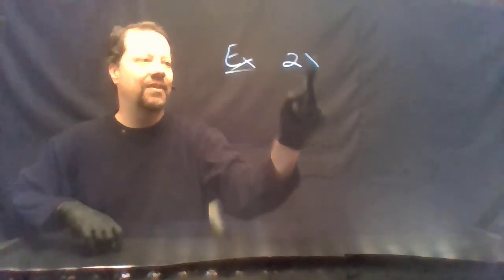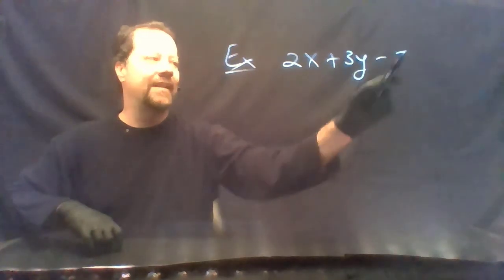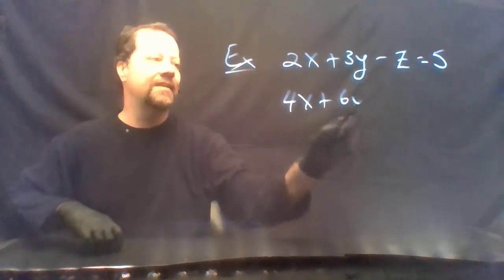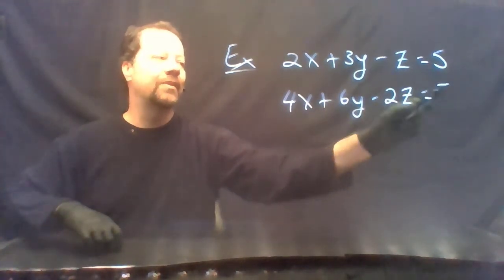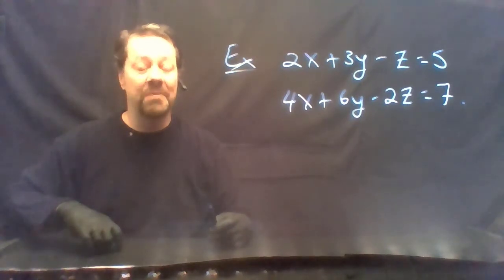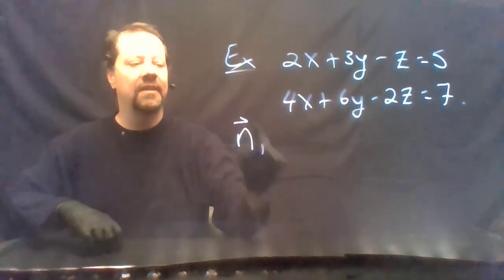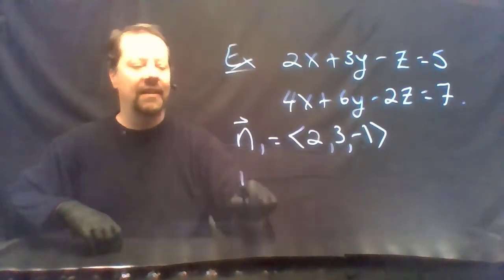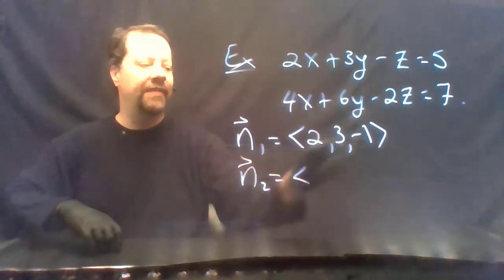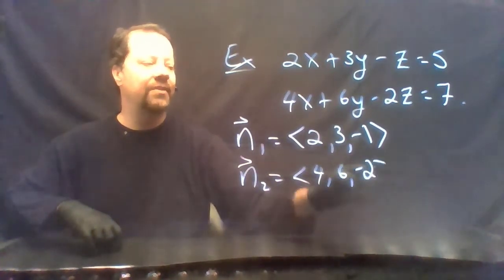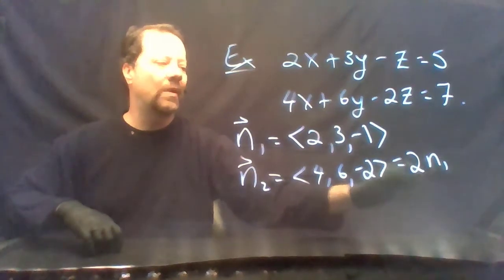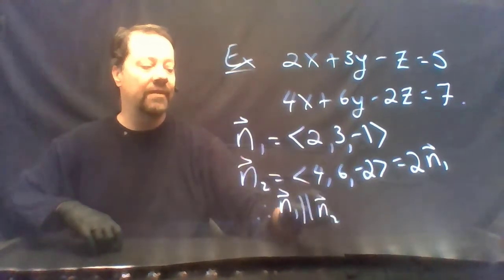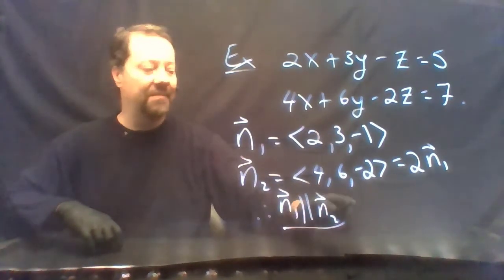Suppose we have the planes 2x + 3y - z = 5, and let's say 4x + 6y - 2z = 7. These planes are parallel. The normal vector to the first plane is (2, 3, -1). And to the second plane, we have a normal vector of (4, 6, -2), which is twice n1, and therefore n1 is parallel to n2, and that means that the planes are parallel.